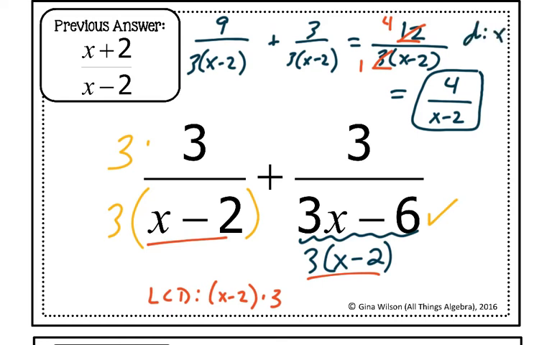Domain, the only x that's a real problem here is the 2 on the bottom. How was that? Was that one okay? Not too bad, right? How about another example down here?